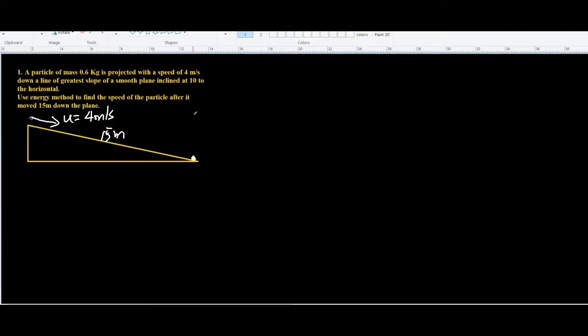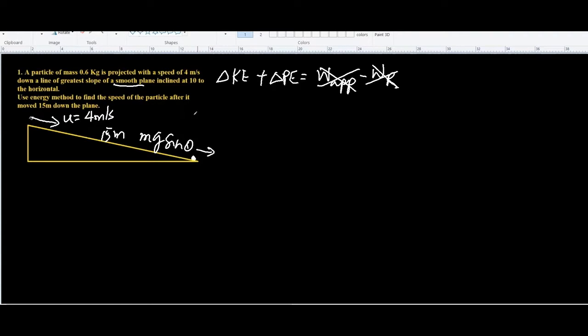For the energy method, we have this formula: change in kinetic energy plus change in potential energy is equal to the work done by the applied force minus work done by resistance. Since they are saying it's a smooth plane, there is no resistance. Since it was projected and nothing else was pushing it down after that, there is no applied force either. Some of you may think that there is a natural force mg sine theta in this direction that is being applied continuously. But don't worry, that will be taken care of by potential energy. It is nothing but the work done by gravity. So we will ignore that force.